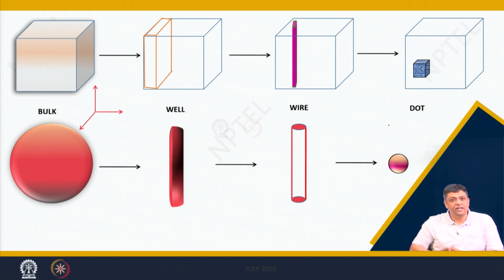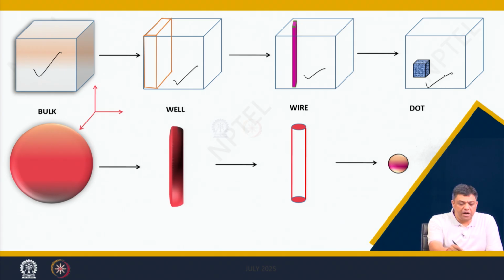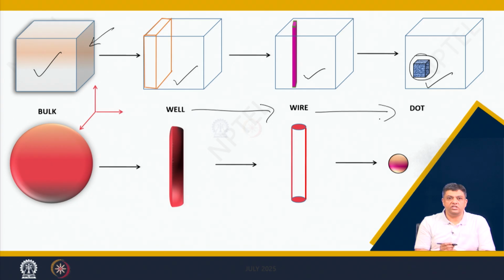So, if you plot it, this is bulk, the second structure is called quantum well, then you have reduction from two sides, you have quantum wire, and then if you have the reduction in size from all the sides, then it is called quantum dot. So, typically if you see a cube type particle, how it will move as we go from well to wire to dot like structure.